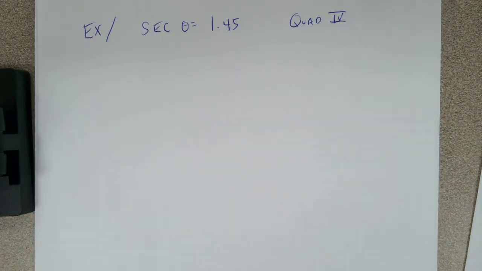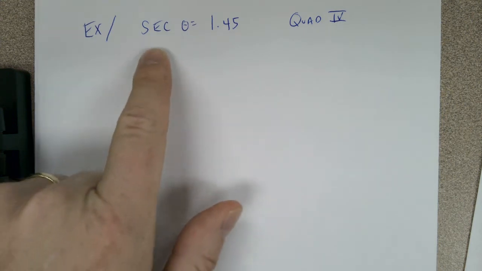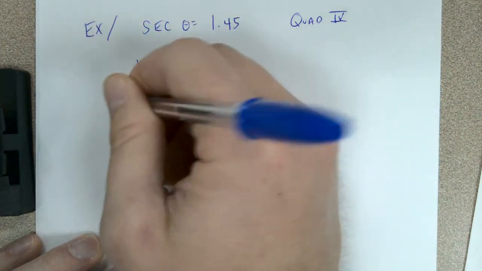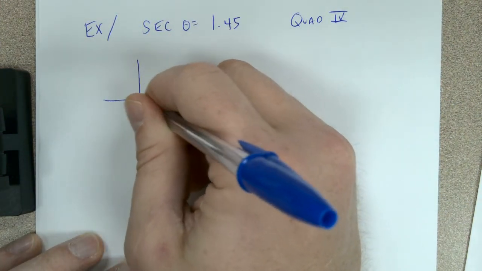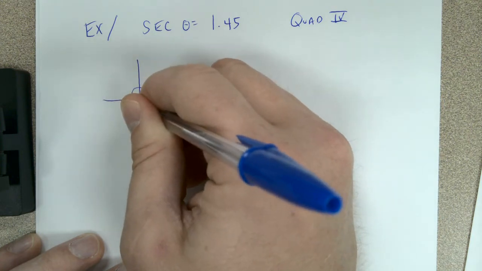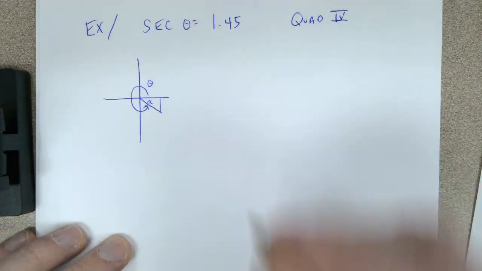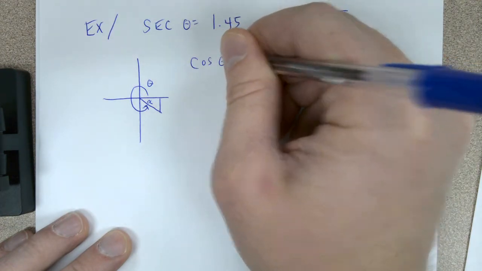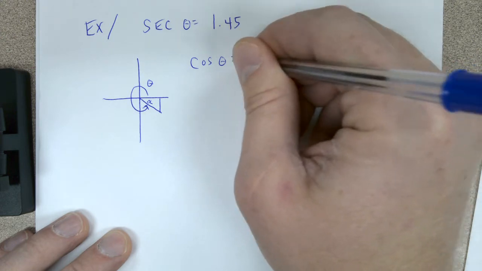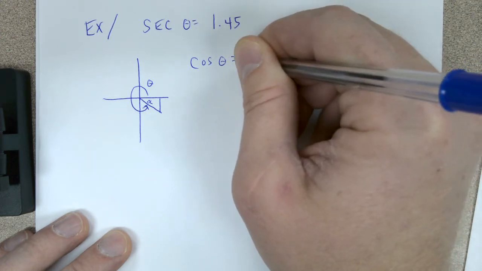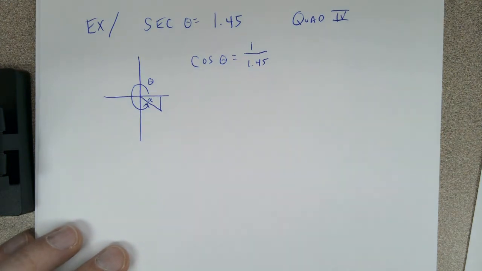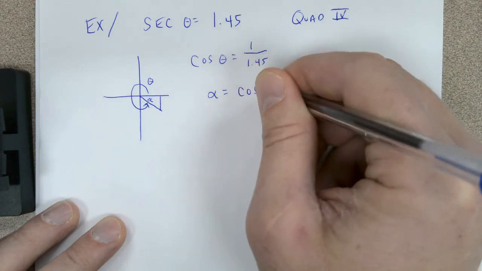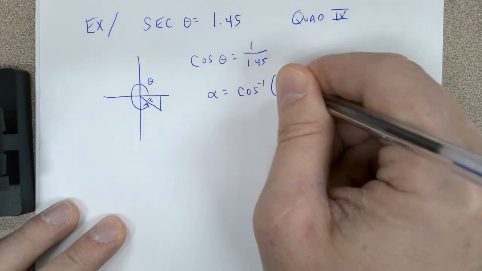Okay, let's look at one more example here where we're finding the angle. This time we're given secant theta is 1.45 and the quadrant is the fourth quadrant. So again, I just like to draw a picture so we know what we're looking at here. Here's my alpha, here's my theta. So secant, we know, goes along with cosine reciprocal-wise, so cosine of theta is equal to 1 over 1.45, which was my value there. To find my alpha, I'm going to do the inverse cosine of 1 over 1.45.